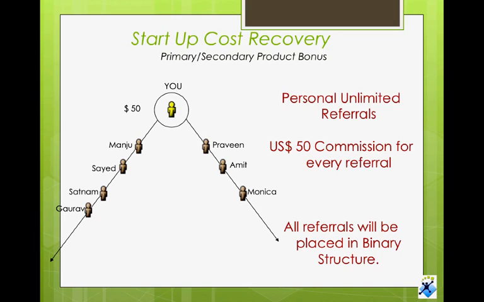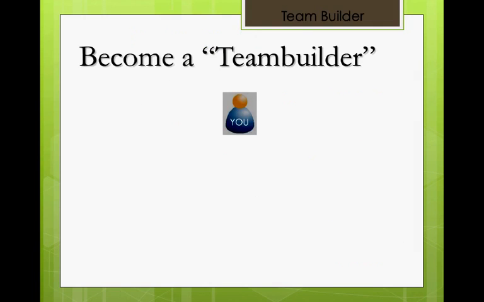So that means you have, in this case, made already $350 because of these 7 referrals, $50 each. So this is how the income is going to go on. But now let's come to the second income. The second income is known as team builder bonus. Now what exactly team builder bonus is?